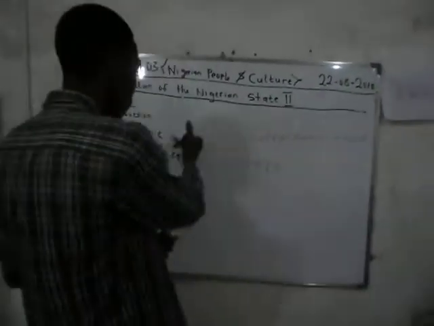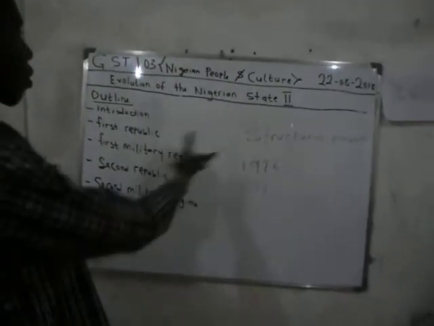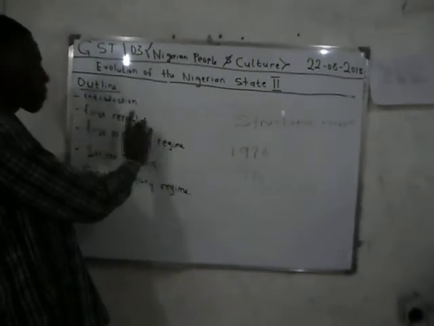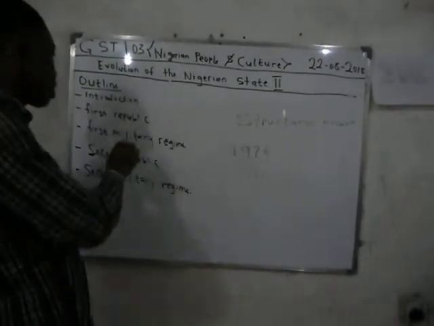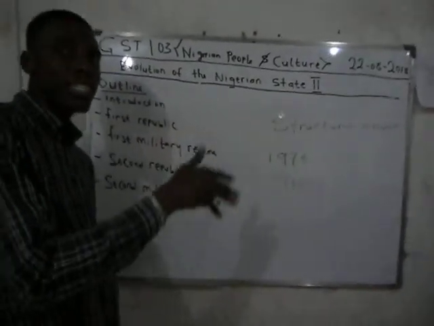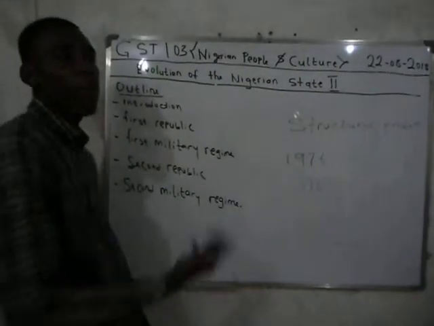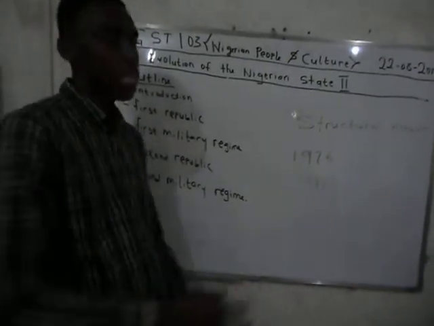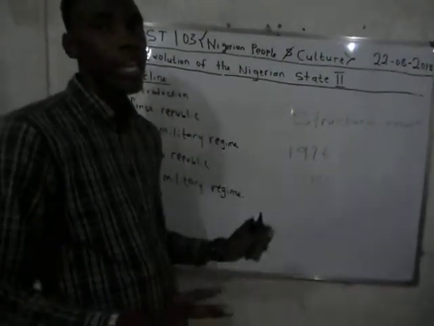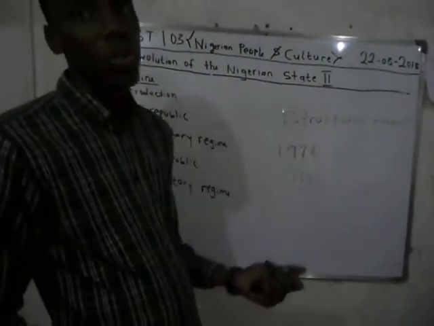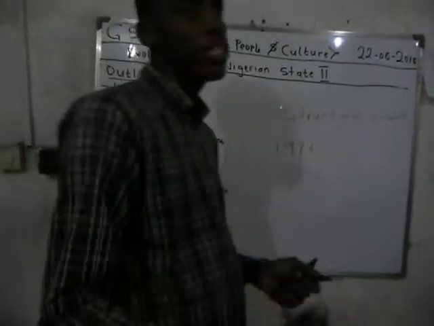So now we have successfully looked at the phases of the post-colonial period, which are the First Republic in the year 1963, the first military regime, which started in the year 1967, the Second Republic that started in the year 1979, and then the second military regime that started in the year 1983. So in our next lecture, we are going to look at the Third Republic and the Fourth Republic as well.